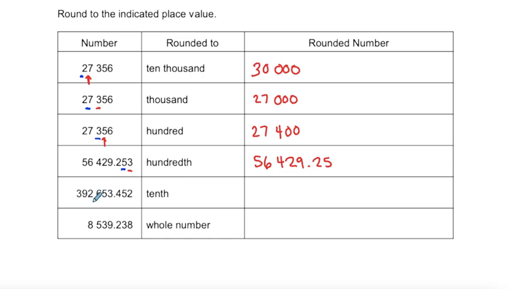So I have 392,653 and 452 thousandths again. My apologies. So what you need to do is you need to identify what digit is in the tenths spot. So that's my 4. And I always look to the right. To the right of that is a 5, so anything 5 or greater tells me that I need to bump that number up that I'm rounding to the next number. So this will be 392,653 and 5 tenths.